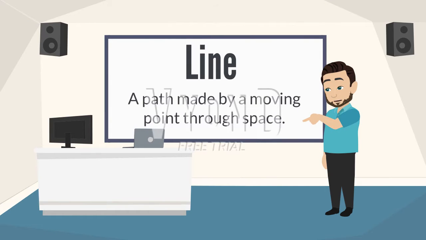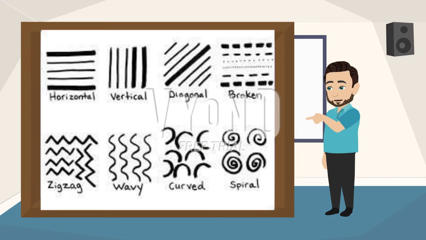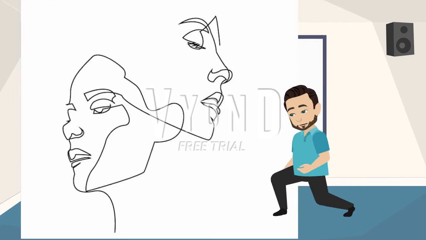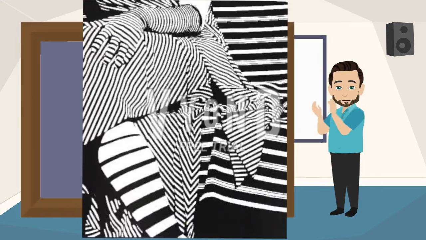Line is a path made by a moving point, mark, or object. Lines can be straight, wavy, curvy, curly, dotted, dashed, zigzagged, squiggly, thick, thin, etc. They are everywhere in the world around us.